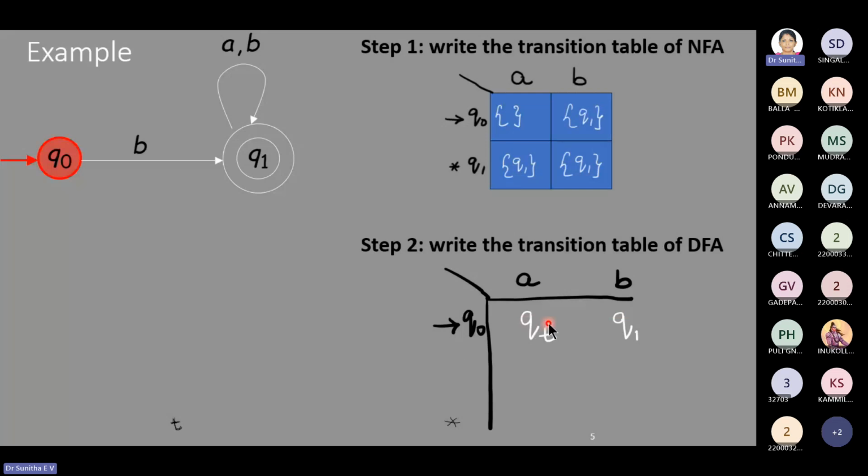Next we are going to define QT. QT is a trap state, which means once we enter the state, we have to remain in that state itself. After entering it, whatever input comes, we stay in the same state. So for both A and B, it remains in QT itself, because it is a trap state.